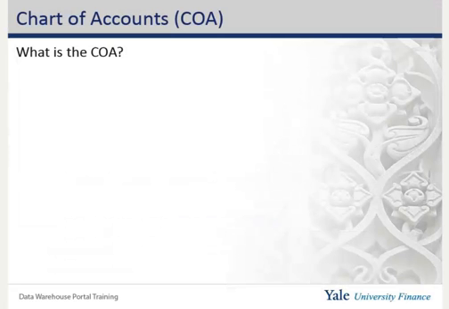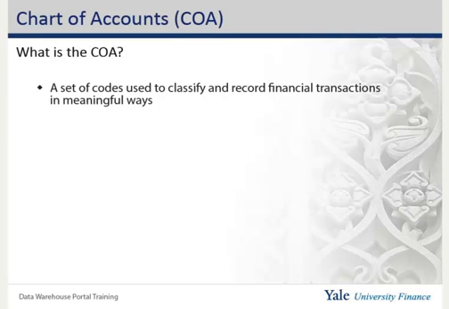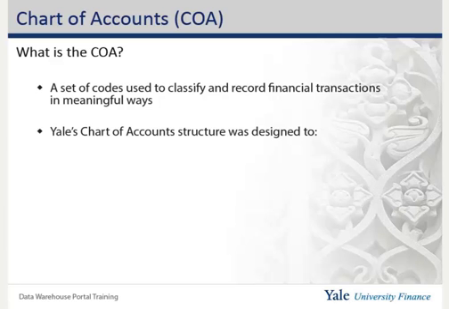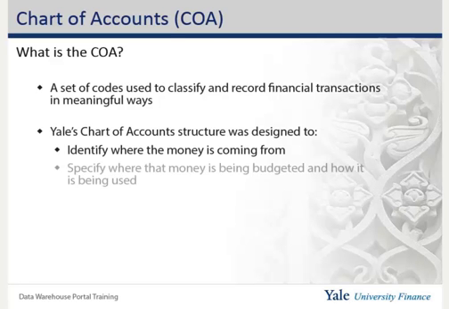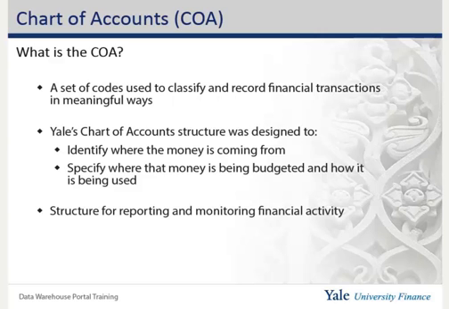of accounts. The chart of accounts, or COA, is a set of codes used to classify and record financial transactions in meaningful ways. Yale's chart of accounts structure was designed to identify where the money is coming from, specify where that money is being budgeted, and how it is being used. The chart of accounts also provides the structure for reporting and monitoring financial activity at Yale.